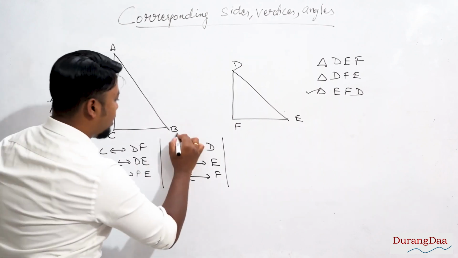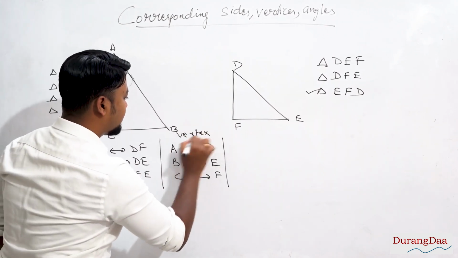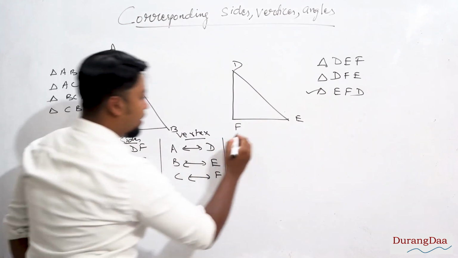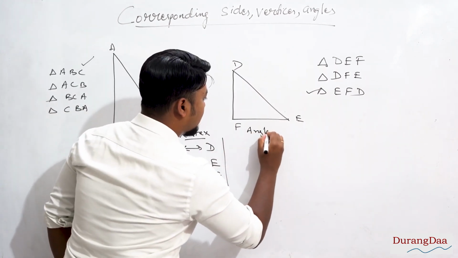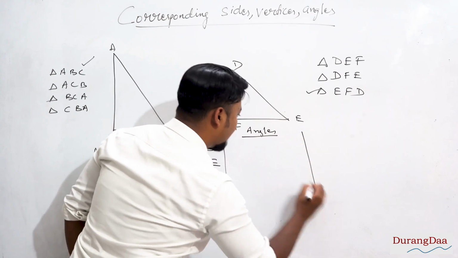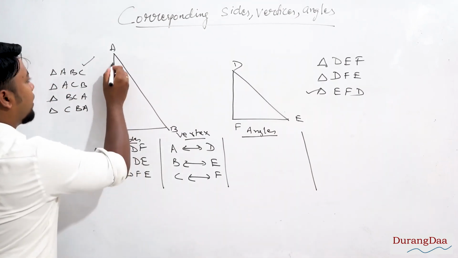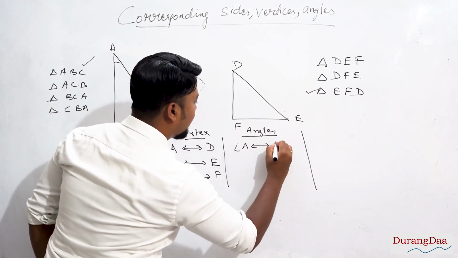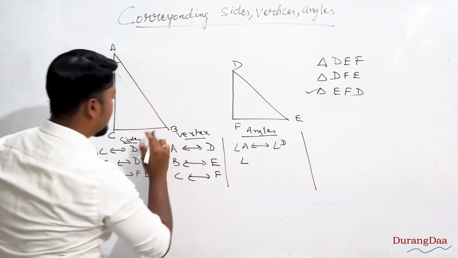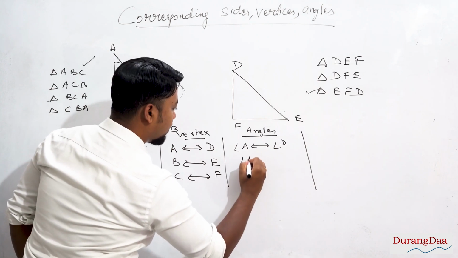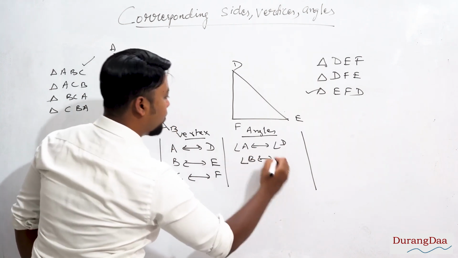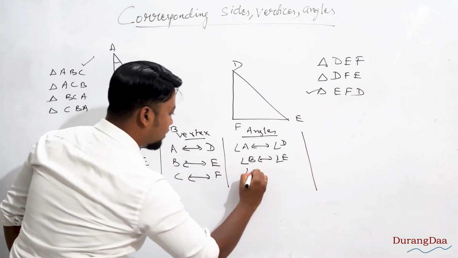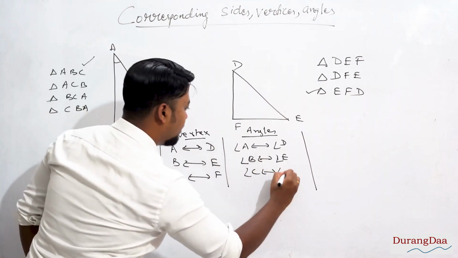So here I wrote about vertices, here I mentioned the sides. Even angles, you should know which are the corresponding angles. Here angle A corresponds to angle D. Angle B, the corresponding angle would be angle E. For angle C, the corresponding angle would be angle F.